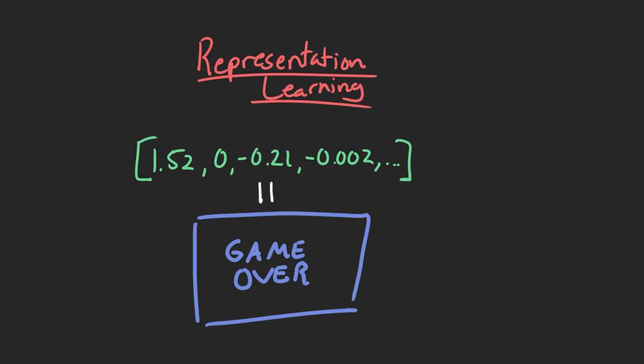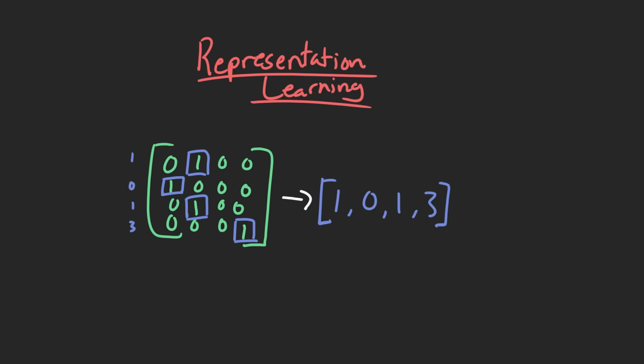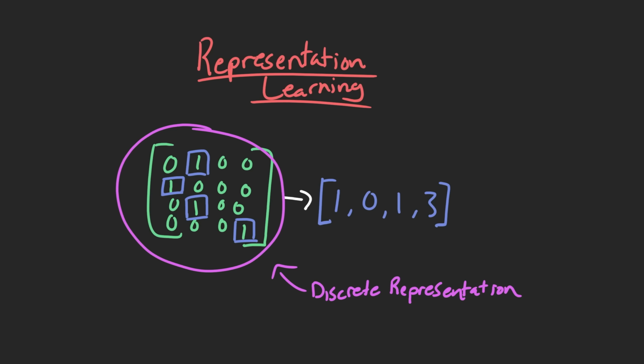Dreamer V3, however, uses what are called discrete representations, which differ quite a bit from continuous representations and look more like this. Notice that each of the rows only has a single one, so these matrix representations can be rewritten as vectors of discrete values, hence the name discrete representations. And this? Well, it's weird.